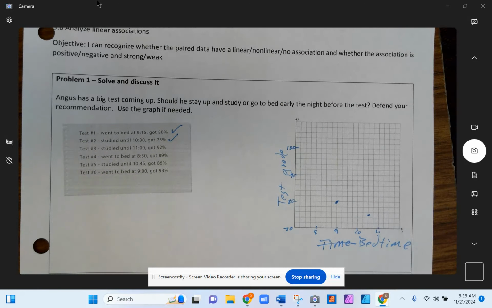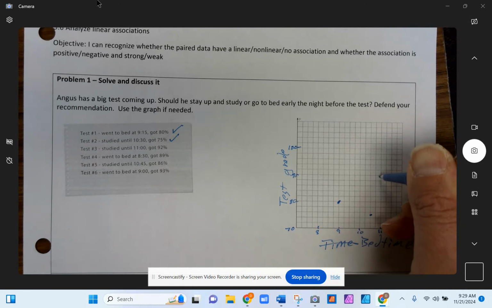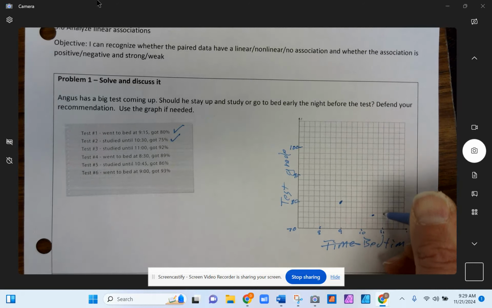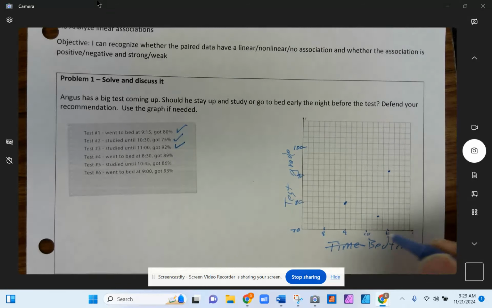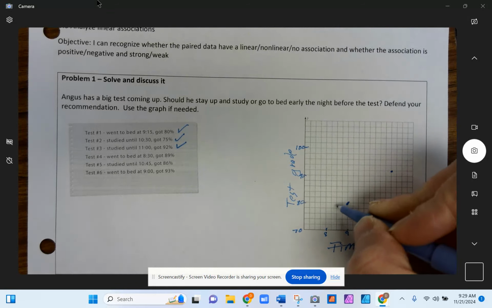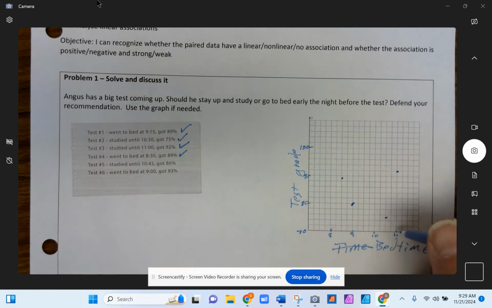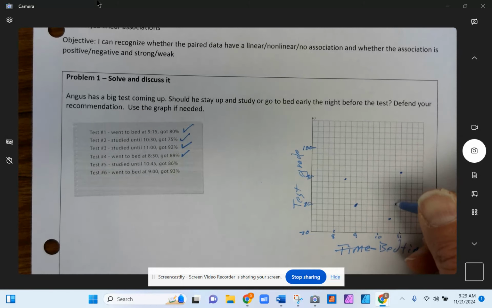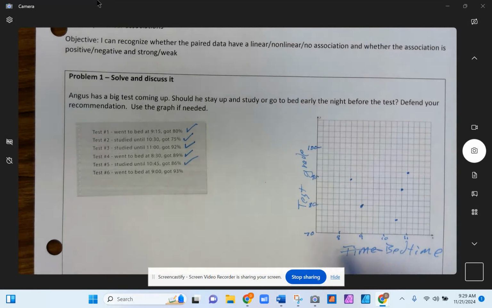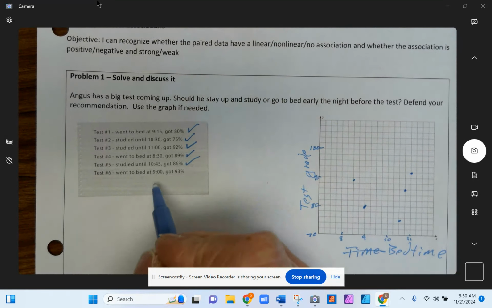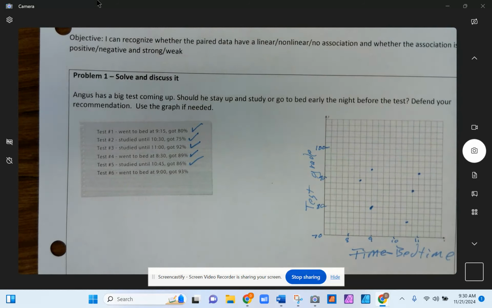At 11, got a 92, which is going to be, make sure I'm at 11, and 92 is going to be right there. 8:30 got an 89, right in the middle right there. 10:45 got an 86. 10:45 is right here, and 86 is right there, again going up by twos on my y-axis. And then 9 got a 93. So 9 o'clock, 93 right there in the middle.